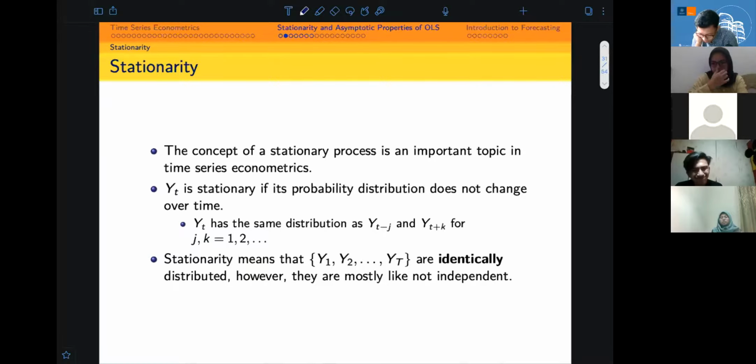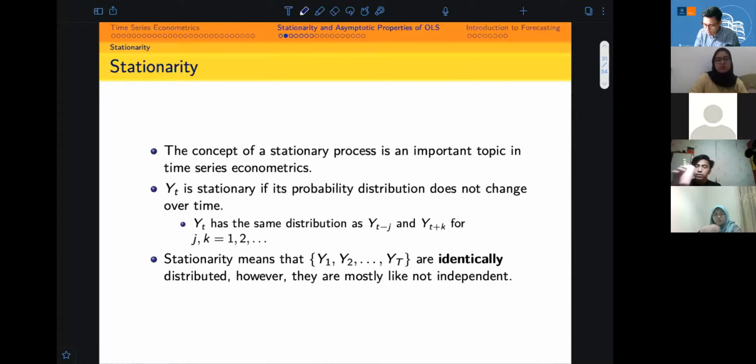Okay, so Y_t is stationary if its probability distribution does not change over time. So basically, Y_t has the same distribution as Y_{t-j} and Y_{t+k} for j and k equal to 1, 2, 3, and so on. So in other words, stationarity means that Y_1, Y_2, until Y_T are identically distributed. However, they are most likely not independent.